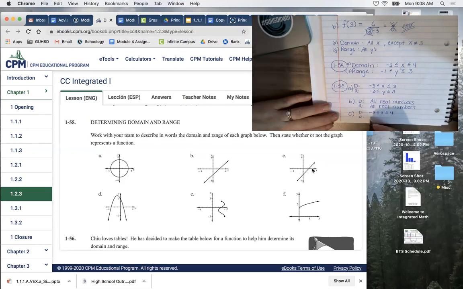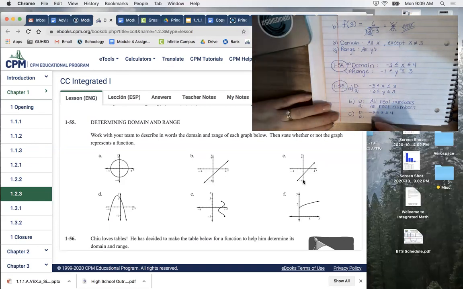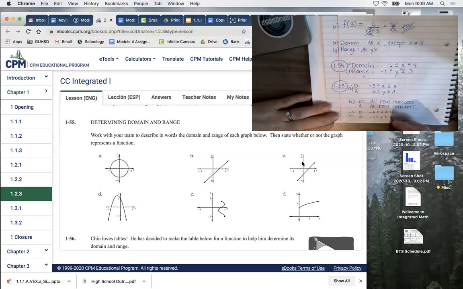Now for my range, I'm dealing with my y values. It looks like it goes all the way down to -4 on the y-axis. -4 is less than or equal to y, which is less than or equal to, and I go all the way up to here. It looks like it maxes out right there, which is at 2.